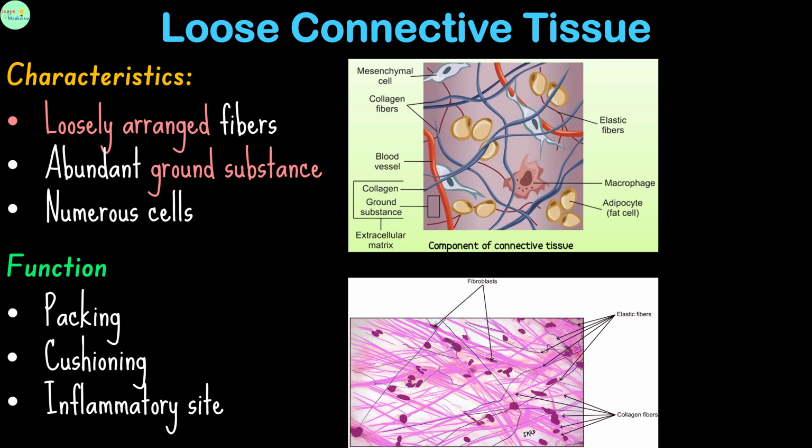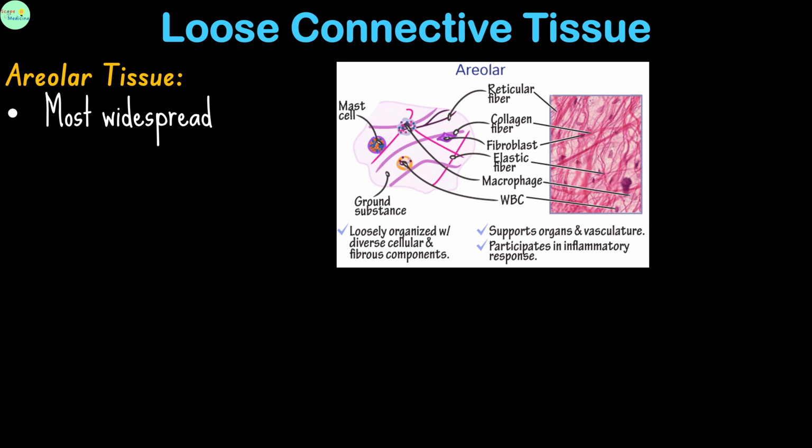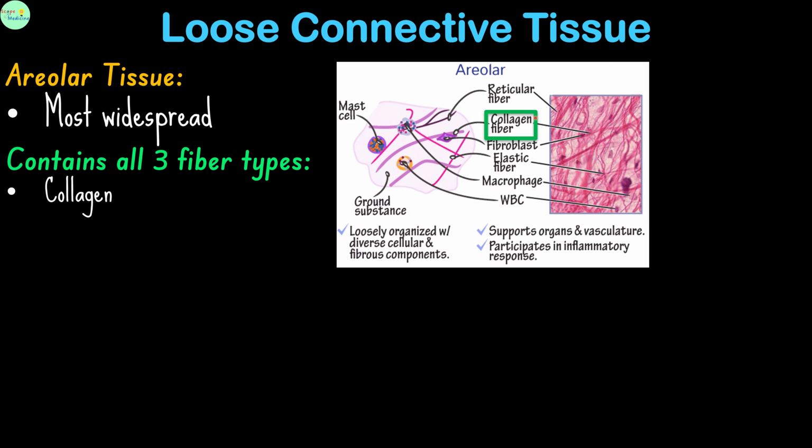There are several distinct types of loose connective tissue, each with unique structural features and functions. Areolar tissue is the most widespread type and is found throughout the body in virtually every region. It contains all three fiber types, including collagen fibers, which provide tensile strength and resistance to stretching forces, elastic fibers, which provide recoil and flexibility, allowing tissues to return to their original shape after deformation, and reticular fibers, which form a delicate supporting network for cells and small structures.